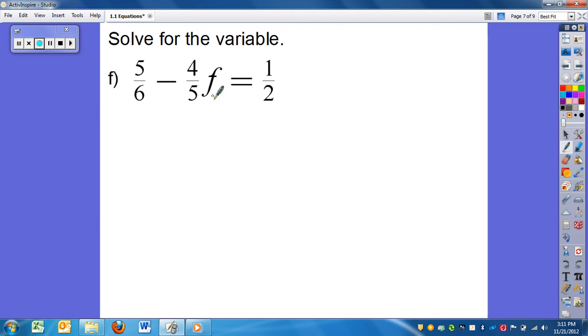Right, so F is the one that gives the students the most trouble. It's just because it's fractions and students tend to shy away from fractions. But remember, when you're adding and subtracting fractions, you need a common denominator. They need to be the same. And then we're going to use something called the reciprocal when we're multiplying by a fraction to cancel it out.